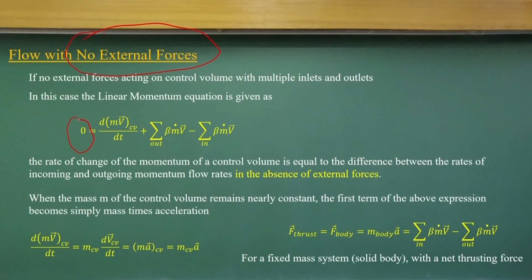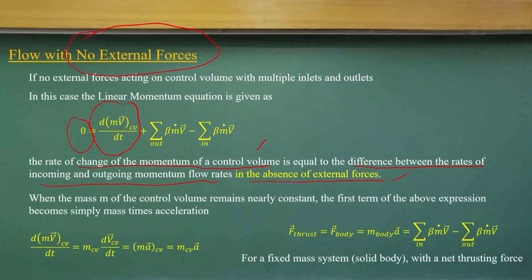So what will happen is that the rate of change of momentum in the control volume is equal to the difference between the rate of incoming and outgoing momentum flux in the absence of external forces. If you consider a control volume where you conceptually visualize that no external force is acting, that problem is quite simplified, because if you apply the linear momentum equation, the net force is equal to 0.